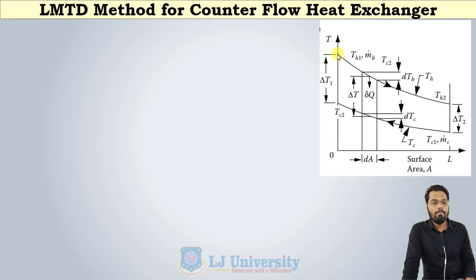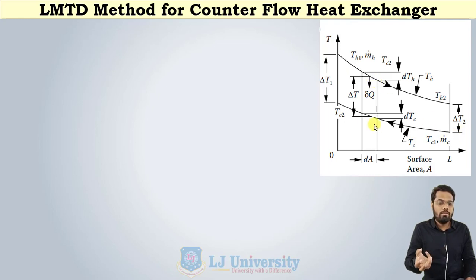So this is the entry point of the hot fluid, TH1, the temperature of the hot fluid at the inlet. TC1 is the inlet temperature of the cold fluid. TC1 would be the minimum among the four temperature values. As you can see, TC1 is the lowest value of temperature, TH1 is the highest value. In the heat exchanger, the temperature of the hot fluid is going to decrease, from TH1 to TH2. From TC1 to TC2, the temperature of the cold fluid is going to increase, because the heat is absorbed from the hot fluid.